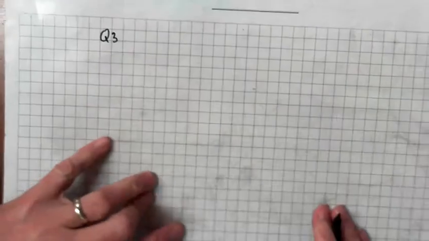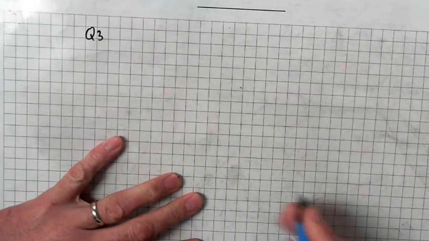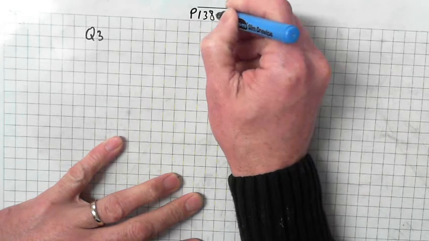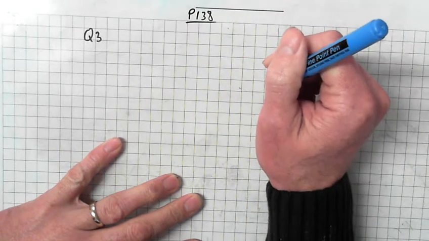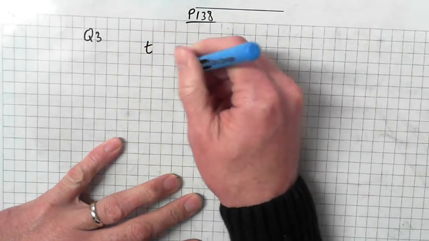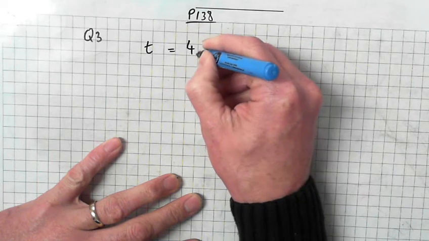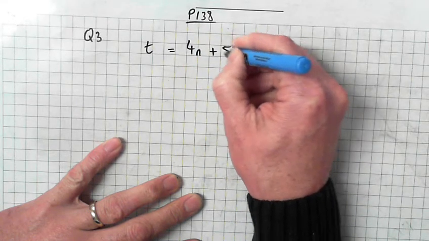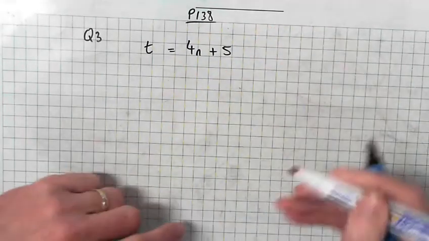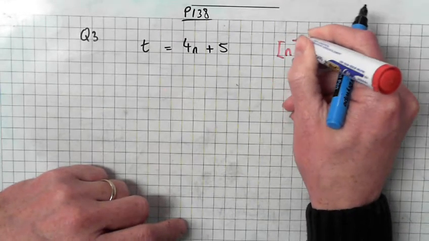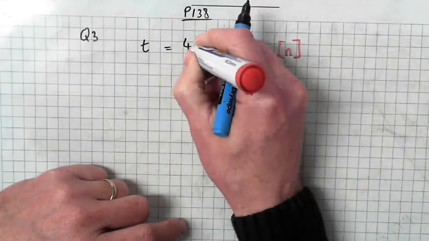Question 3, manipulating formula. That's on page 138. So, t is equal to 4n plus 5. And at the side of your page, you have brackets, n. So it says make n the subject of your formula.